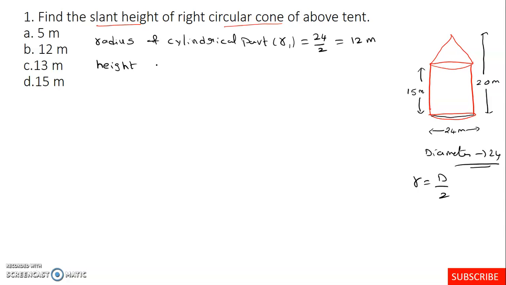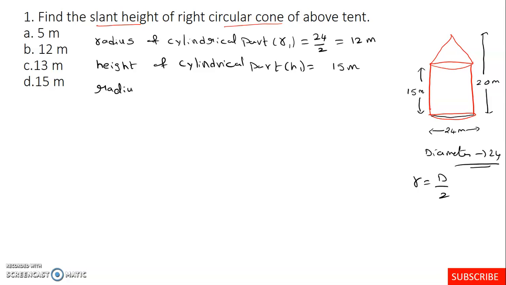After that, you should write the height of the cylindrical part. Name it h1. It is given in the question. The height of the cylindrical part is 15 meter. Now we should go for the conical part.